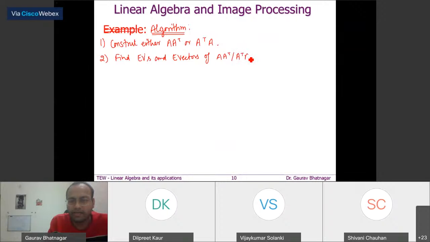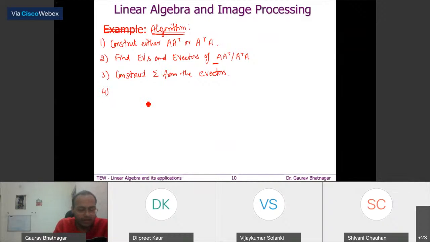The third step is to construct the singular value matrix sigma from the eigenvalues which you receive from the previous step. So whatever eigenvalues you get from this particular step, construct the sigma out of it.